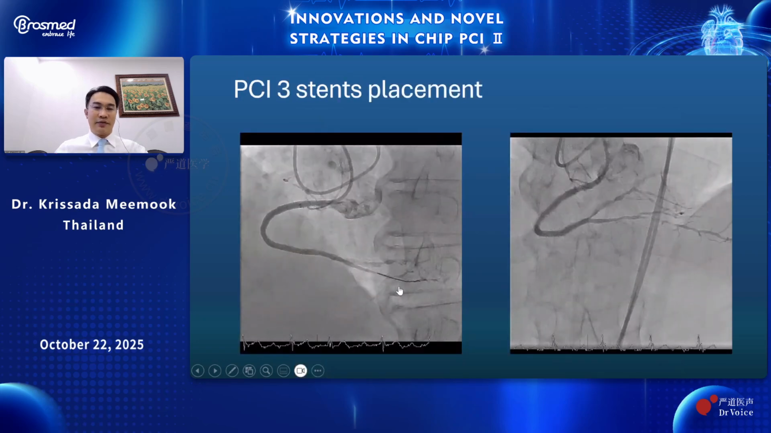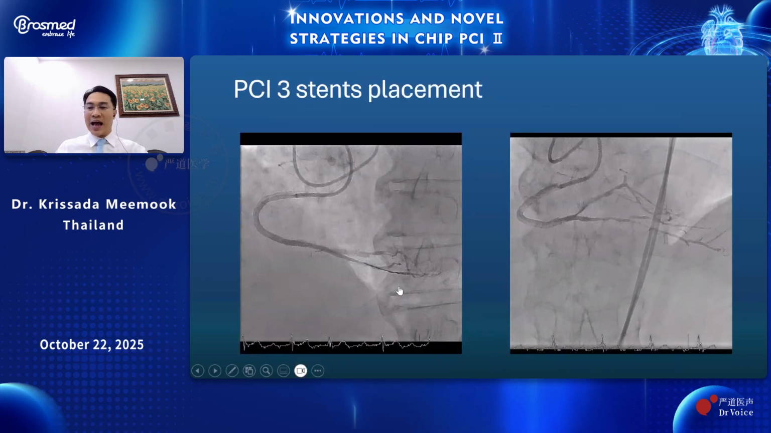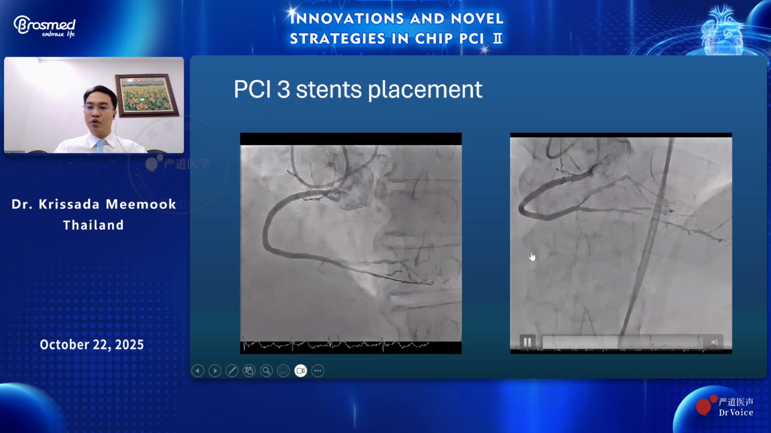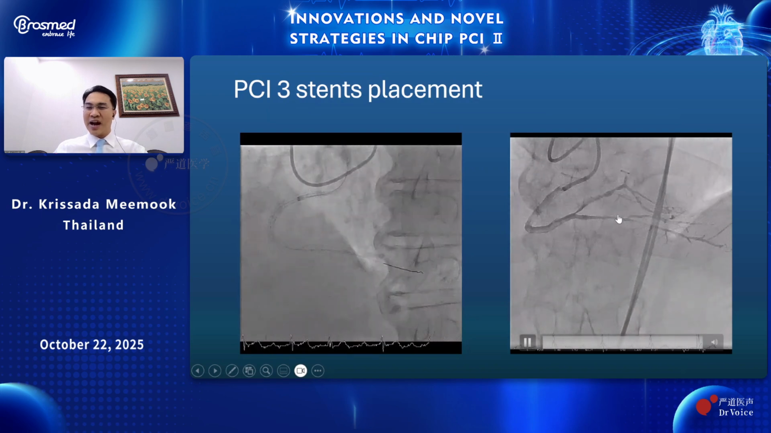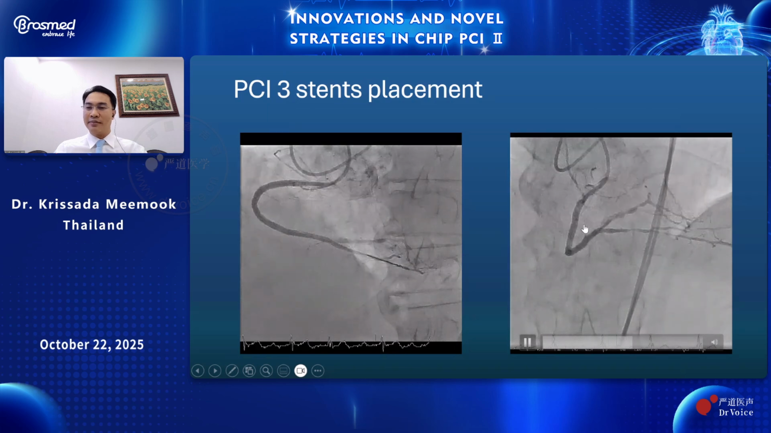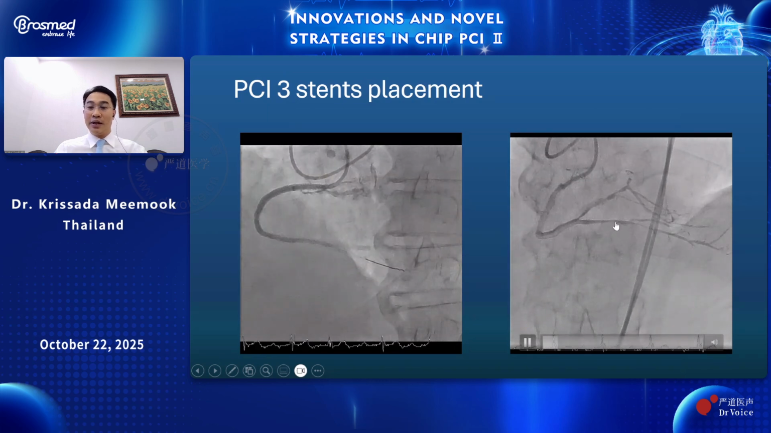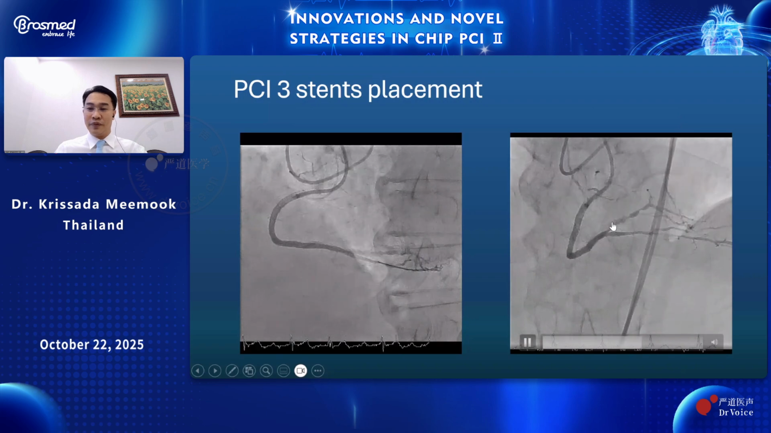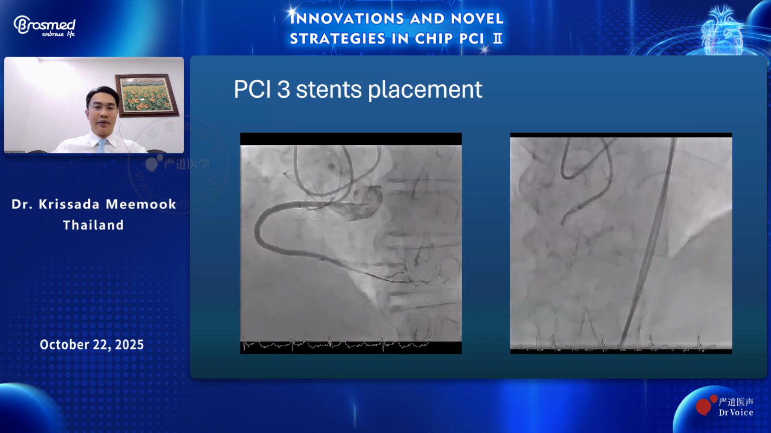After that, we just finish with the regular PCI technique. We do the balloon and we put 3 stents. You can see we tried to cross with the PL, but we had some wire-induced PLB dissection, but it's fine, we just leave it.